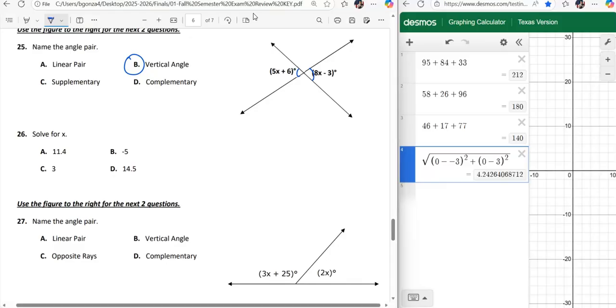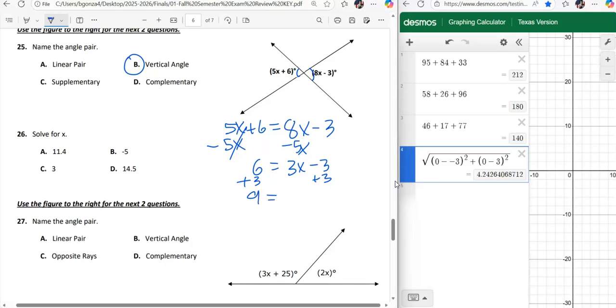Okay, and here we go. 5x plus 6 equals 8x minus 3. Smaller x is 5x, you subtract that out. 6 equals 8 minus 5 is 3x, bring down minus 3. Get rid of the loner minus 3 by adding 3. 6 plus 3 is 9. And you divide by 3, and then 9 divided by 3 is x. Cool?